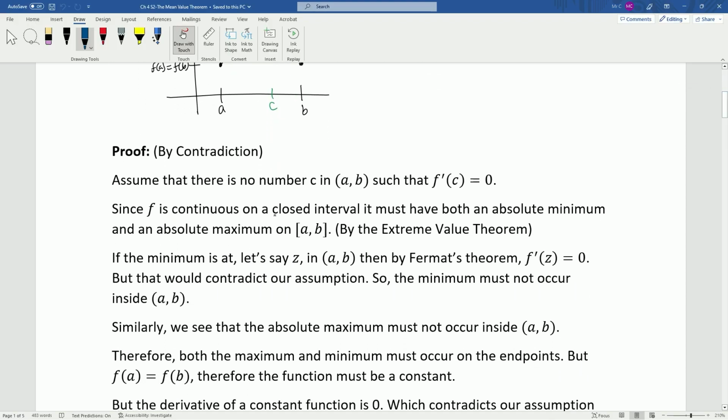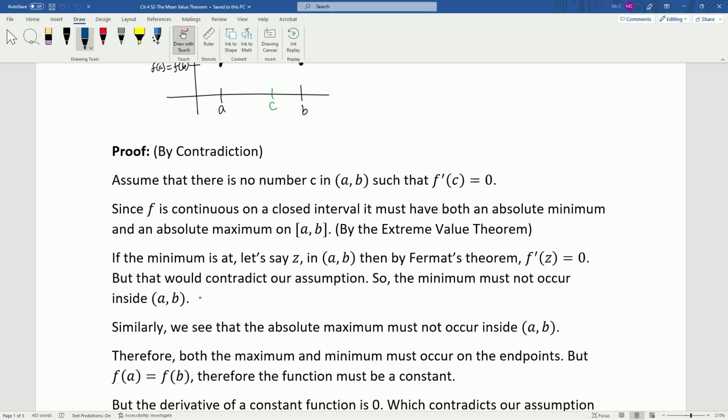Well, since f is continuous on a closed interval, it must have both an absolute minimum and an absolute maximum on that interval. This is by the extreme value theorem. And if the minimum is at, let's say, z in the interval from a to b, then Fermat's theorem tells us that since it's differentiable, f prime of z must be 0. So, it's got a minimum. If that minimum is inside the interval, then the derivative at that point is 0, but that would contradict our assumption. So that tells us that the minimum must not occur inside the interval from a to b.